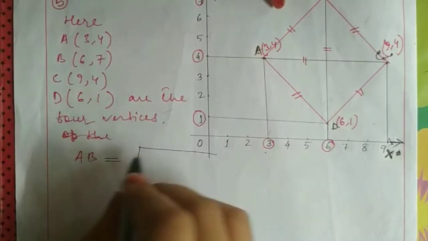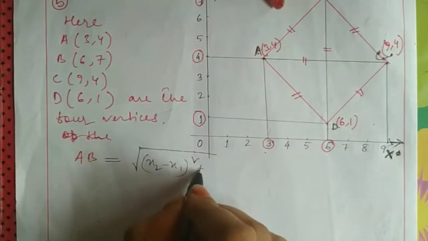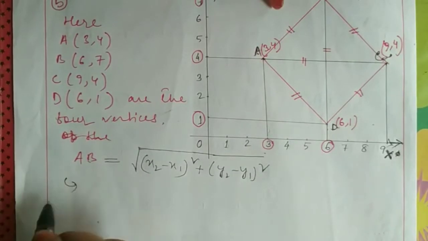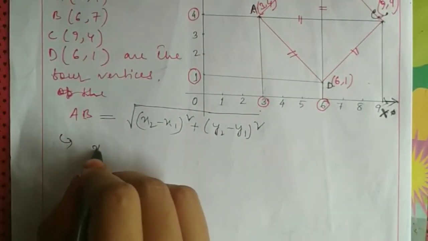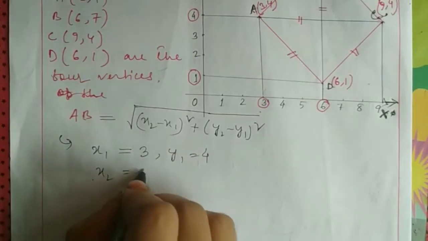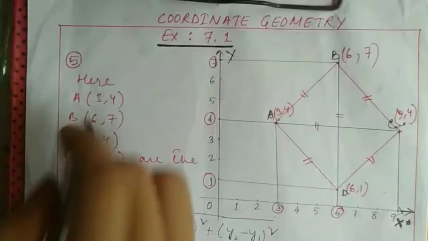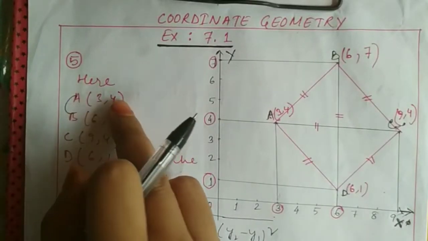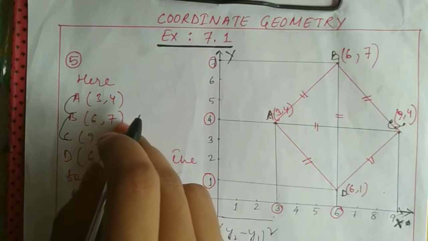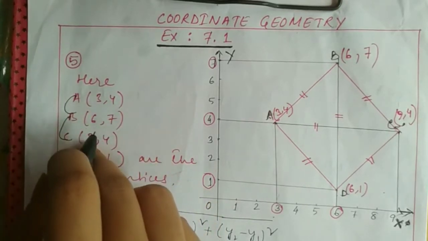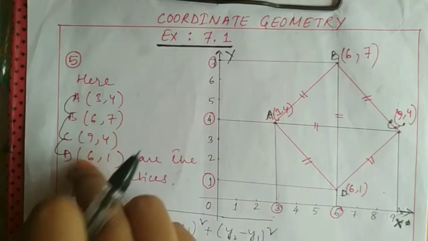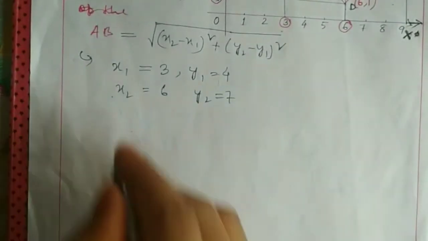Similarly, applying the distance formula, x2 minus x1 whole square plus y2 minus y1 whole square. In case of AB, what is x1? x1 equals 3, y1 is 4, x2 is 6, y2 is 7. Similarly, find BC. In case of BC, x1 is 6, y1 is 7, x2 is 9, y2 is 4. In case of CD, x1 is 9, y1 is 4, and x2 is 6, and y2 is 1. So like this, just find the distances.